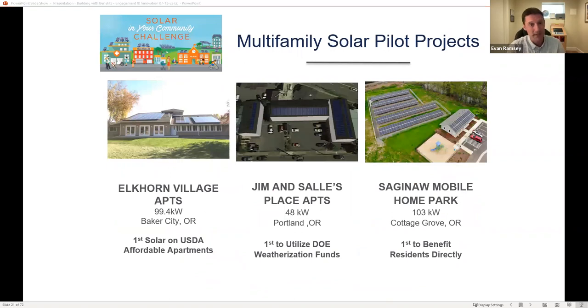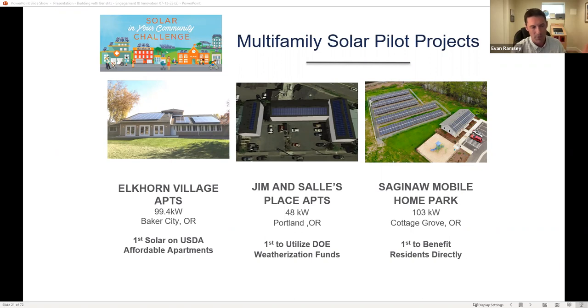So again, thanks to DOE and the National Community Solar Partnership, we've been involved with this program for quite a while. This was a challenge that was run about 5 years ago, and we organized some of the partners you saw on the last slide to really try to create some innovative models to deploying solar. And we set a challenging, ambitious goal to do the first of many things. And we were successful in some cases and learned some hard lessons in others. But just to highlight a few examples here, we were able to do one of the first solar projects on USDA subsidized affordable housing in Oregon.